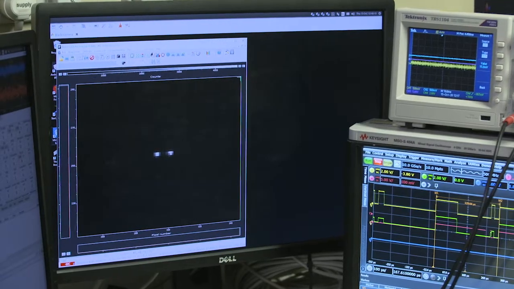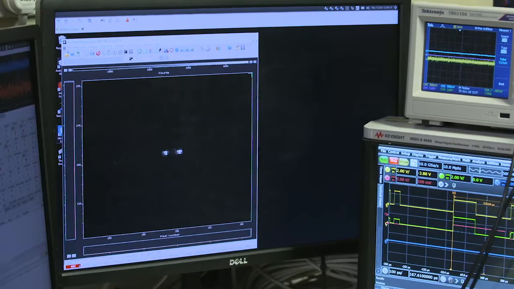What you're seeing on screen now is 2 ions. They are trapped inside an electromagnetic field that is inside a vacuum system. And the reason you can see these ions on camera is because we're shining laser beams at them. The ions will absorb photons from the laser beams we shine at them and then re-emit them in all directions.